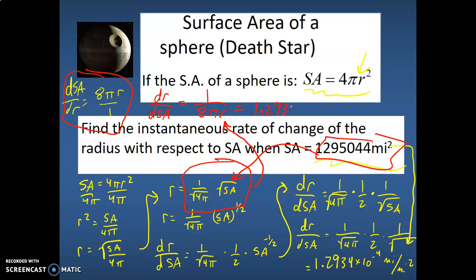So there's two ways to get the answer, and we'll be coming back to these tricks later on throughout the course. But one thing that you can do is you can flip a rate. So if I have dSA over dr, and that's 8 pi r, I can flip it and make it dr over dSA is 1 over 8 pi r. Again, we're going to be coming back to stuff like this throughout the course. Hope this one helped.